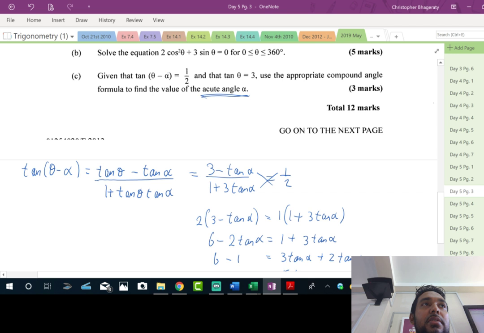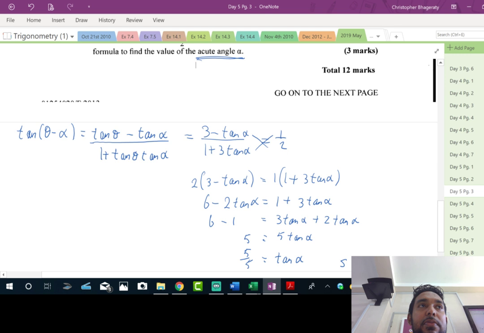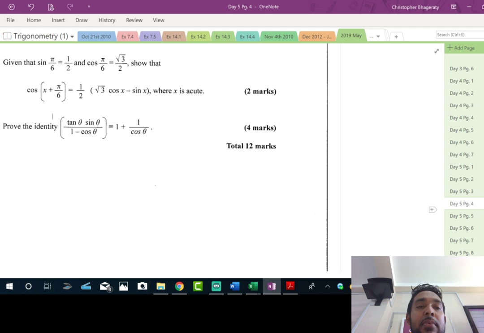All right, the acute angle. So tan inverse of 1 is 45. It could also be 225, but the question specified the acute angle. And acute is less than 90. 225, of course, is not less than 90.